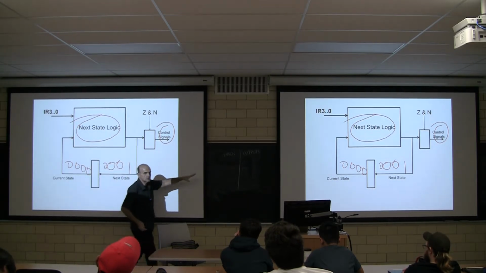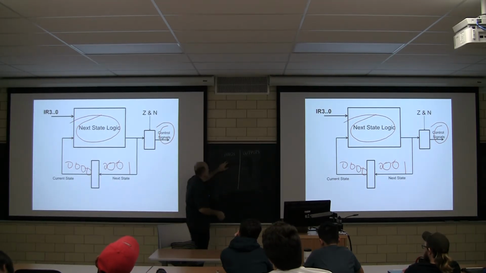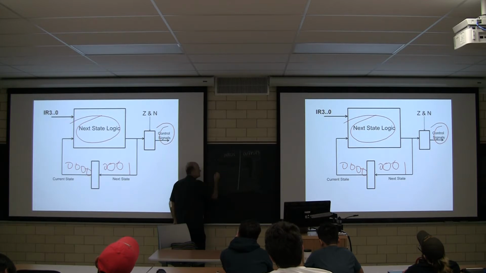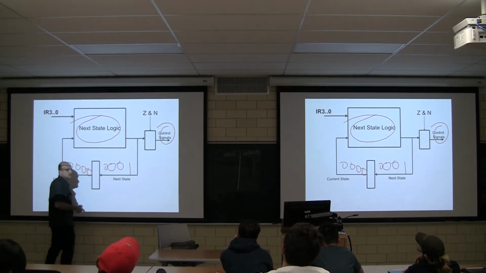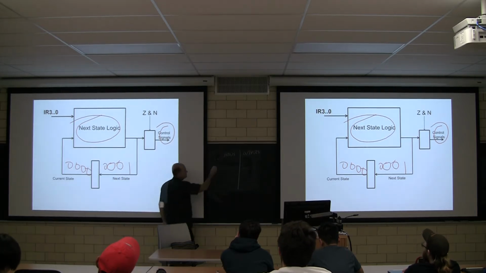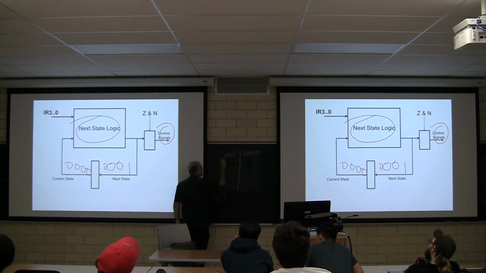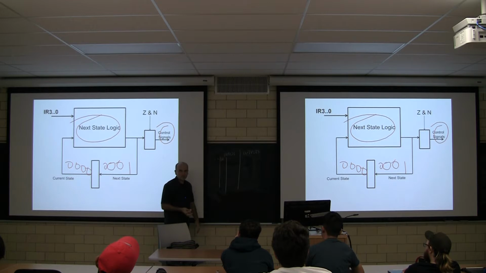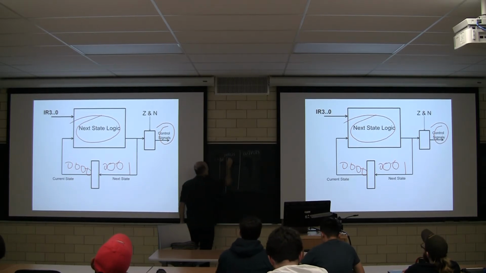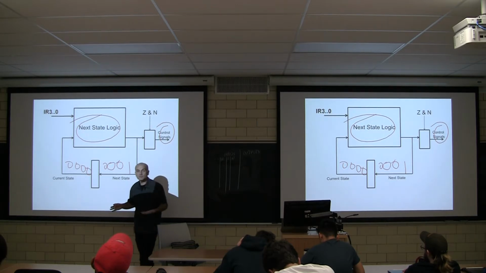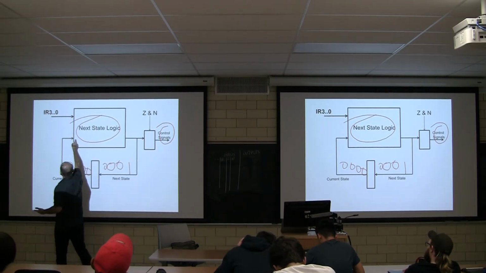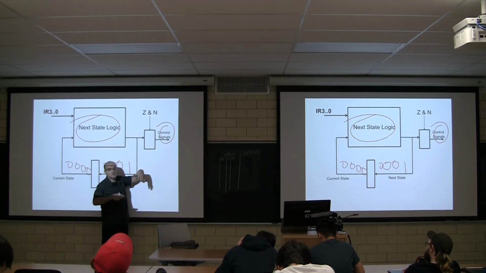So let's go to the diagram here. This thing is going to have current state. This is one of the inputs. There it is. Okay. IR. The flags hook here, 0 and negative. I don't think it has any other inputs. That's it. IR, current state, 0 and negative. These are the inputs. Okay.